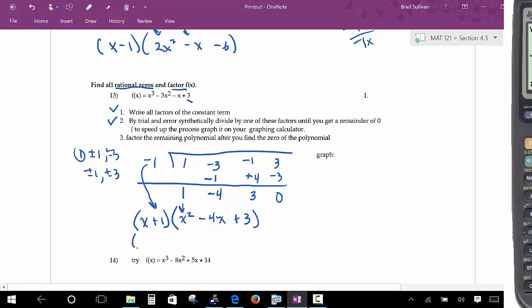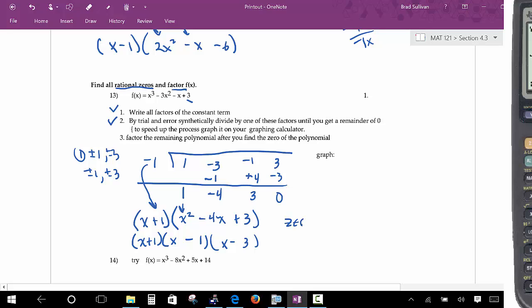Now you want to factor this further. So this is x plus 1, like this. This thing right here will factor. You'll have x and x. You'll have 3 and 1 to give 3, and then 2 minus signs, minus and minus, like that. So you factored it, okay?